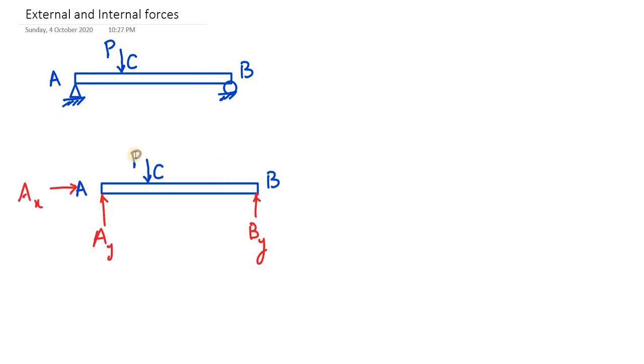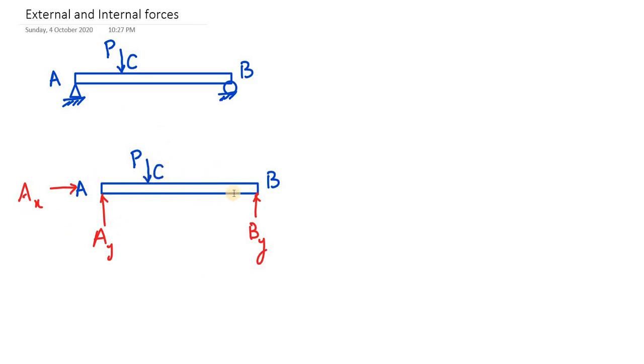Next is external and internal forces. Again, consider the same example: a simply supported beam subjected to a load P somewhere at point C. If I ask you to show me the external forces acting on this entire beam, you're going to draw a free body diagram for the entire beam. You will draw the whole beam and show the forces acting on it: this P force, and these 3 reactions due to these supports. So these are the external forces acting on this beam.